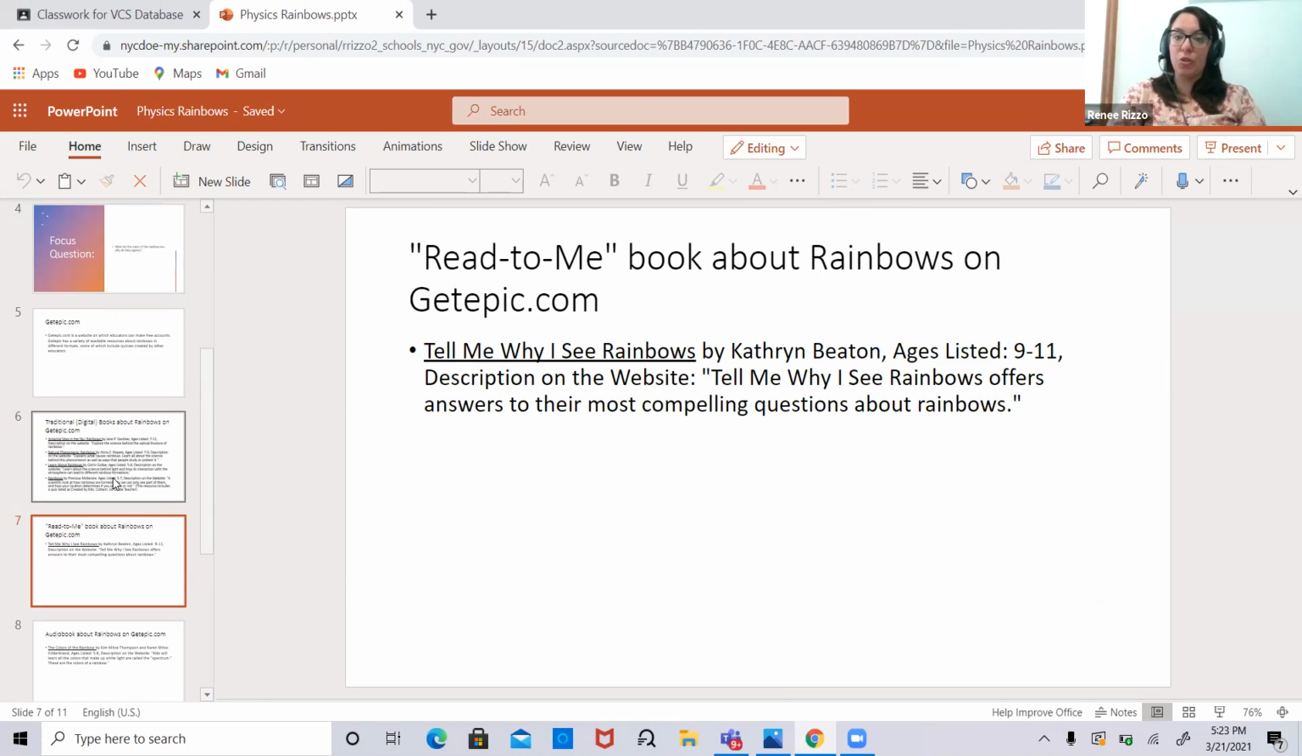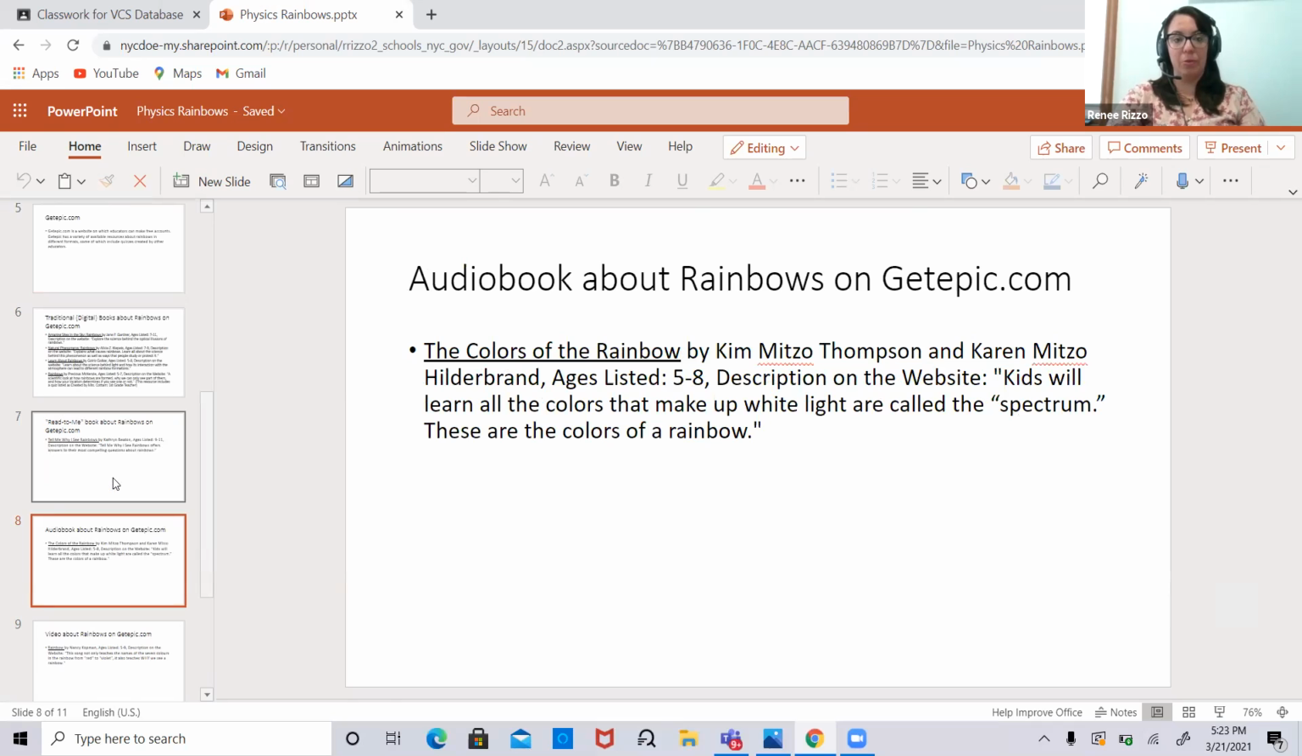The Read to Me books are books that have voiceovers reading the books for students. So this is a good resource for your non-readers or your students who are not yet readers. Tell Me Why I See Rainbows by Catherine Beaton. The ages listed are 9 through 11. The description on the website: Tell Me Why I See Rainbows offers answers to the most compelling questions about rainbows.